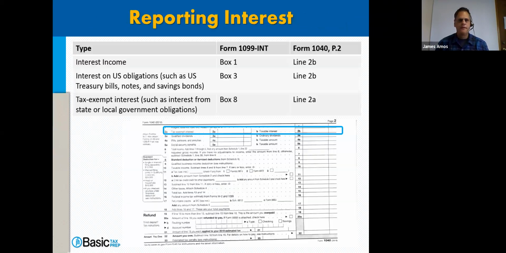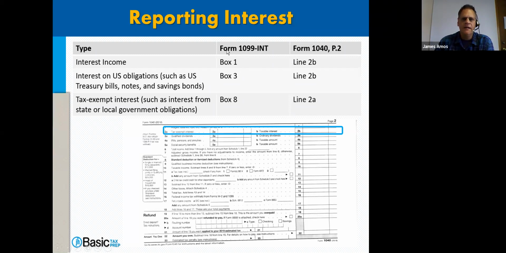Okay? Reporting. Where do you report it? Well, we already showed you. You report it on box 2A or 2B, depending on the circumstances. So let's take a look here. Where is it reported to you? Well, let's take a look.